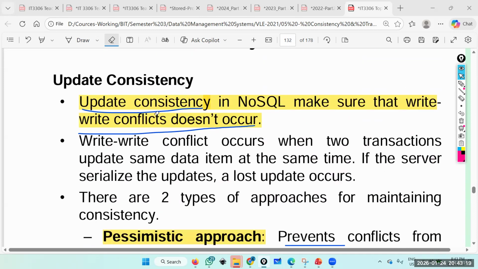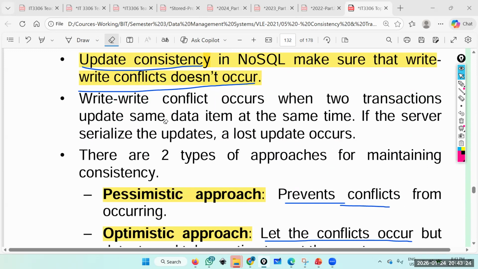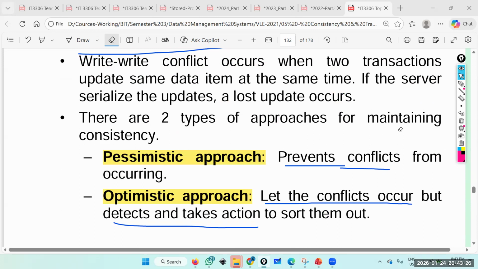Okay. Write conflict doesn't occur. So there are two approaches for maintaining consistency: pessimistic approach and optimistic approach. The pessimistic approach prevents conflicts.